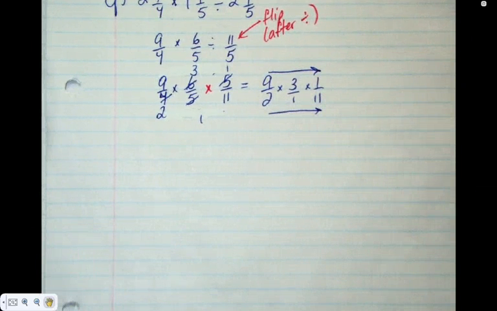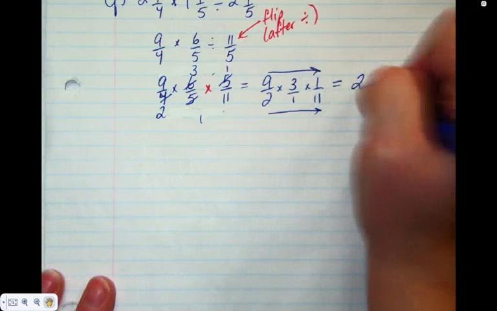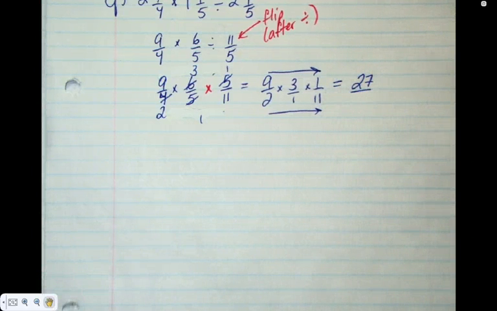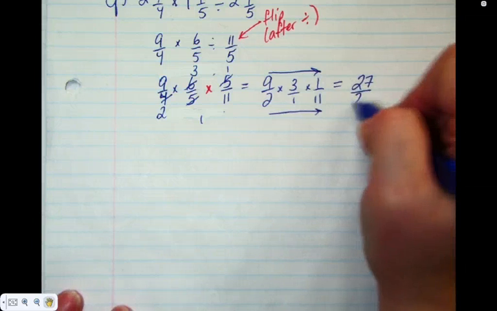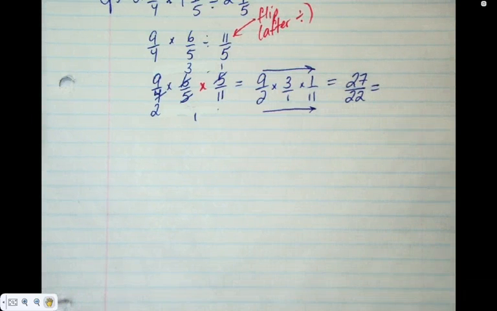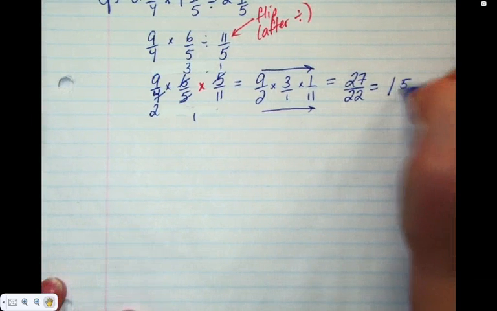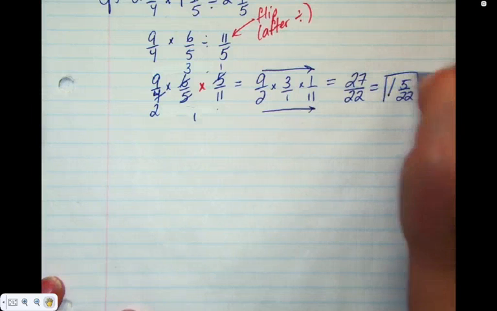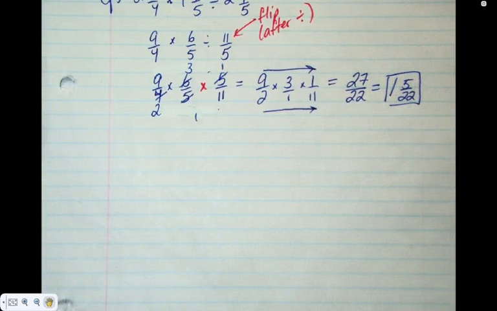Now I just do top times top times top. So I don't care how many fractions we have. We just multiply all along the top. So 9 times 3 times 1, 27. 2 times 1 times 11, 22. Reduce. Mixed. 1 and 5 over 22. Oh, right brain just scratch in there. That's such a right brain.